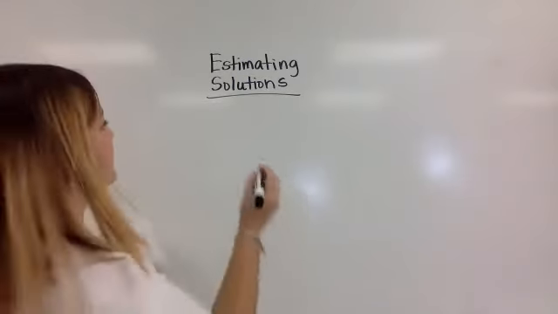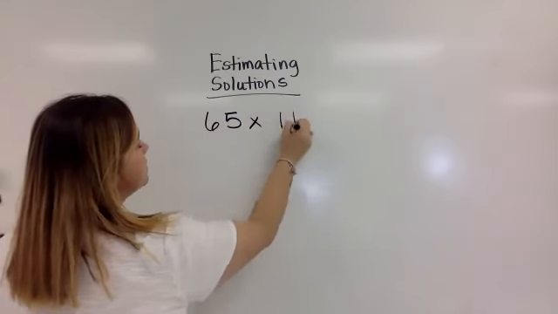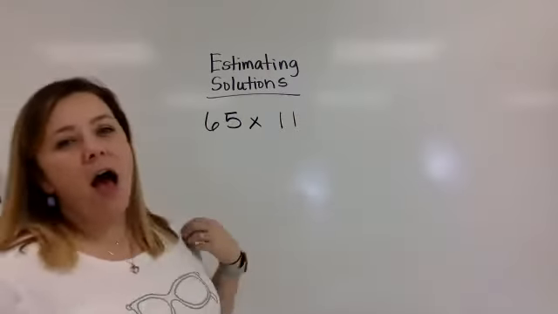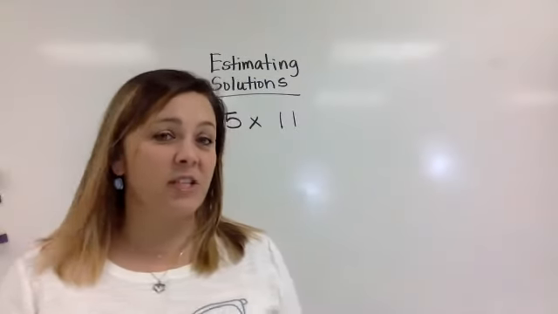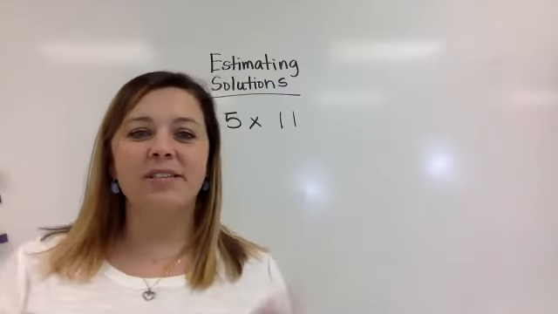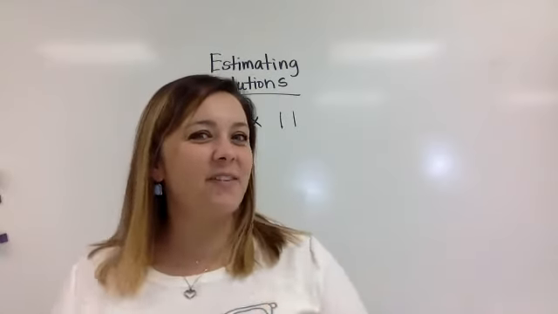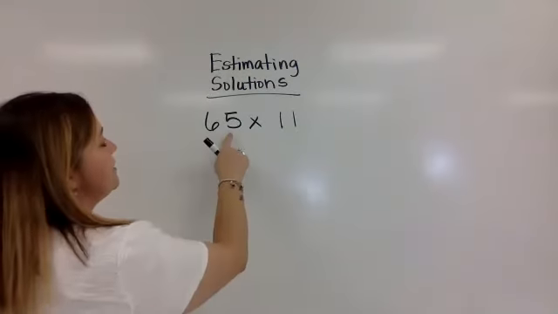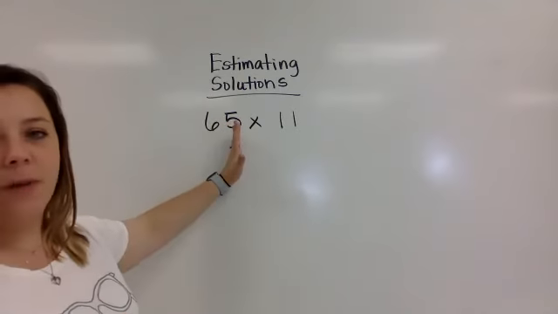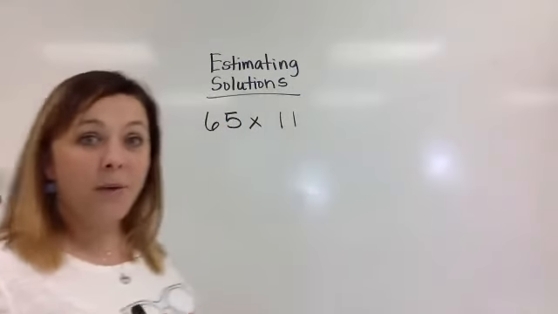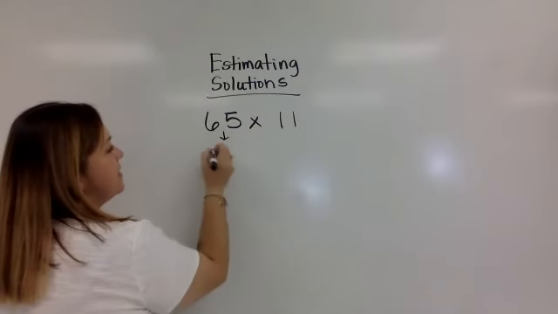Let's try 65 times 11. So if we want to estimate 65, what do you think it's closer to? Do you think it's closer to 60 or 70? I hope you said 70 because that's correct. The 5 is exactly halfway. So remember, when we're at the halfway point, we're going to round up. So we can say that 65 is approximately 70.